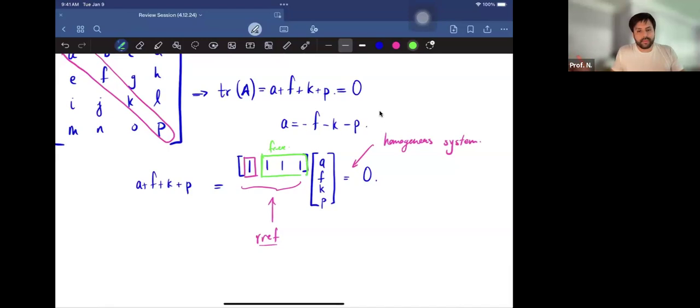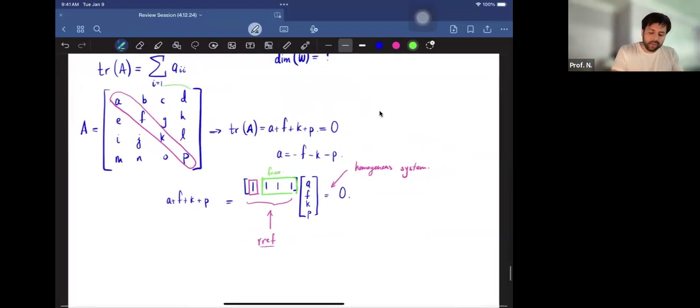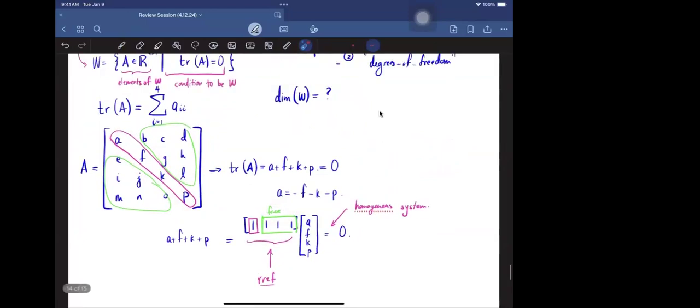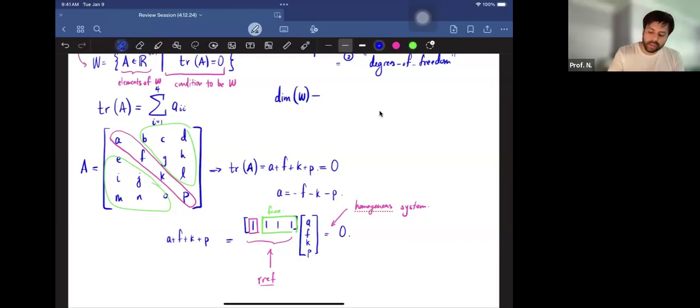So then if there's 12 free entries and I have 3 free here, out of this guy I have 3 that are free. The moment I select those three free variables, automatically the pivot variable is completely determined. So the dimension of this guy is precisely 15.